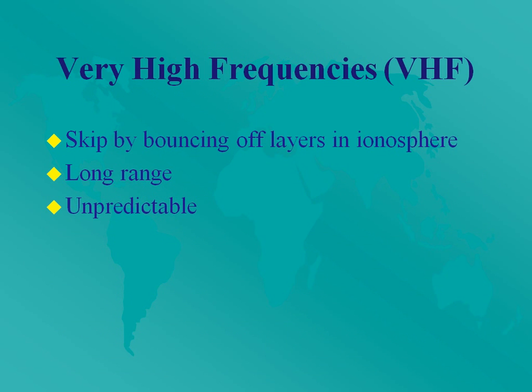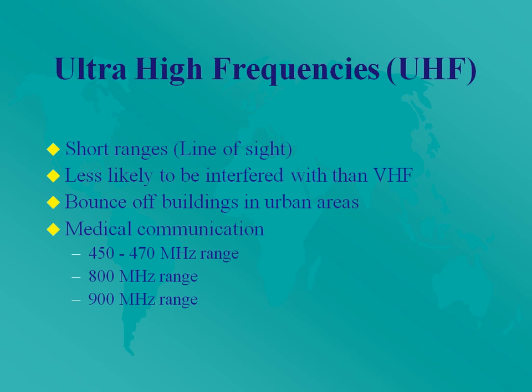VHF, very high frequency, skips by bouncing off layers of the ionosphere, long range, and it's kind of unpredictable. These were a lot of the original radio communication frequencies that we would use. In fact, I think initially EMS had 10 designated UHF frequencies. So that's because of the short ranges.